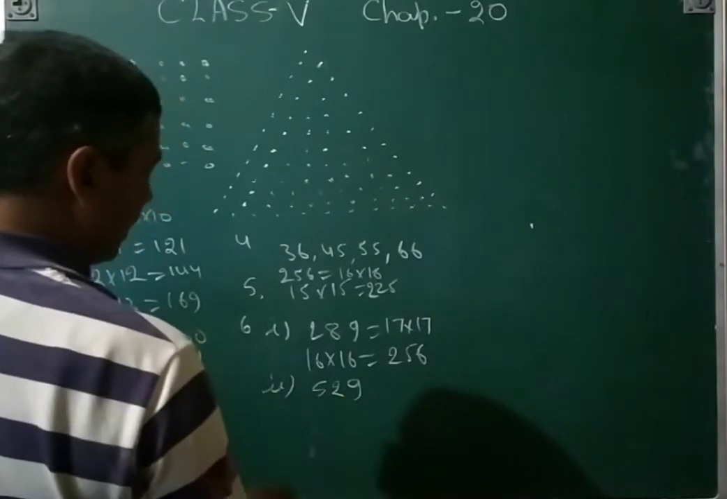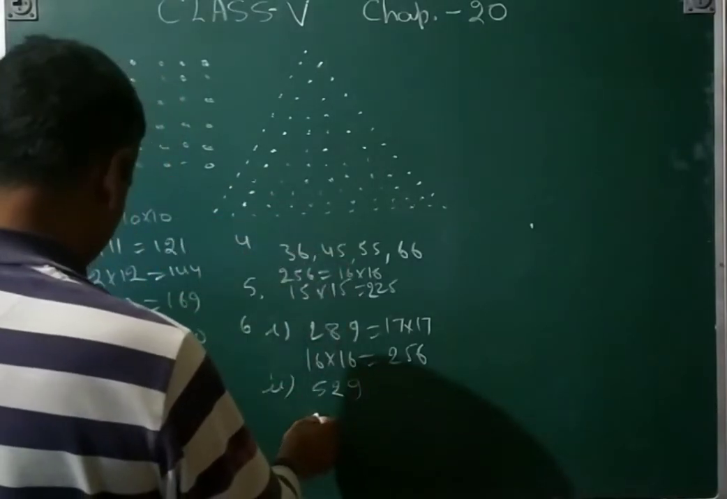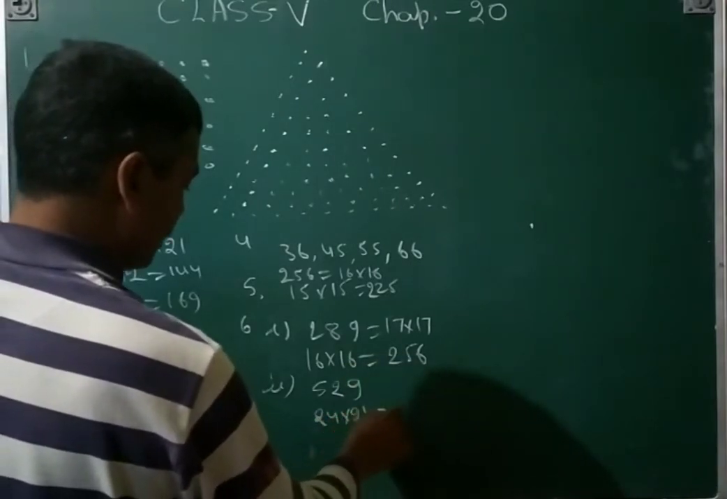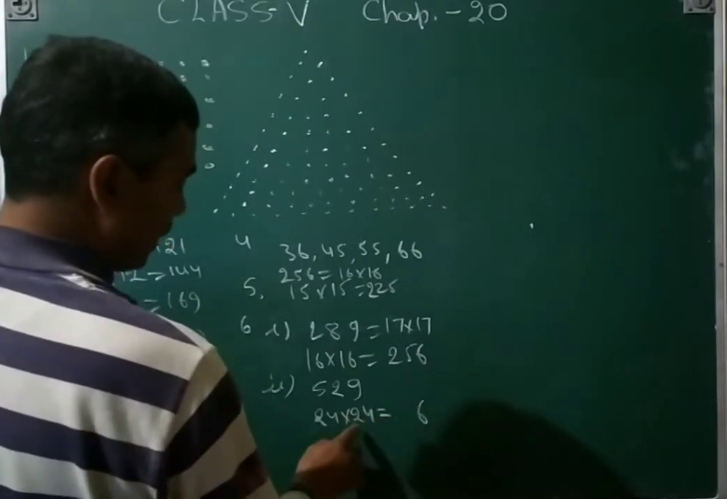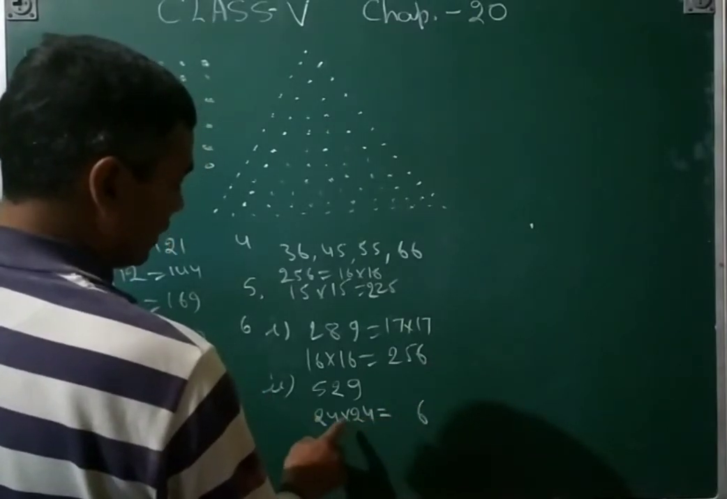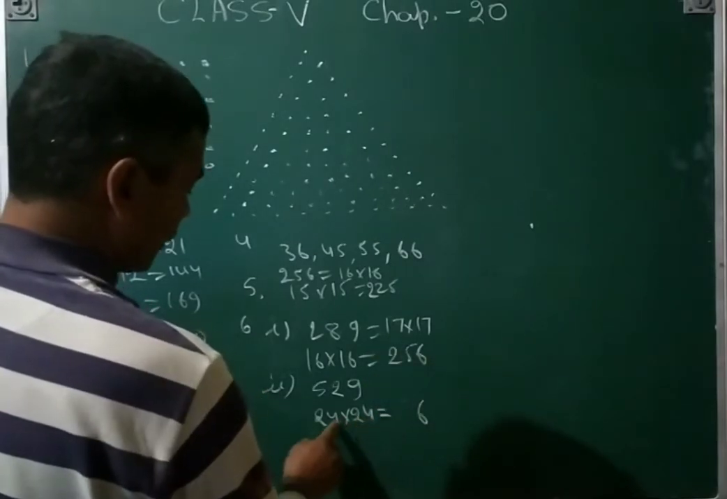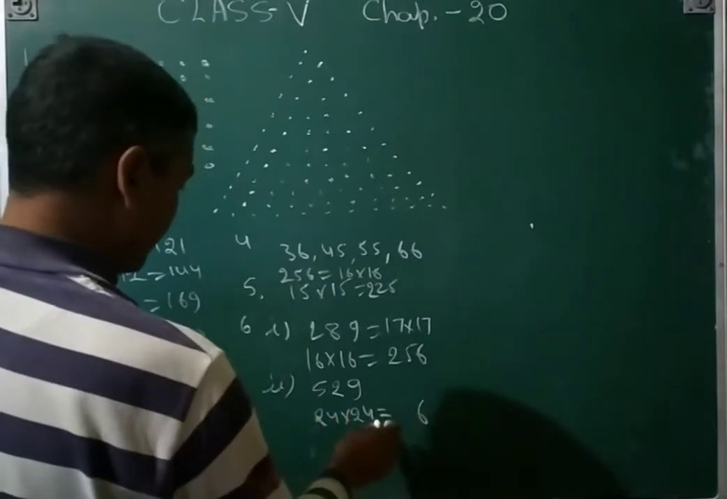529. So that will be just before, that will be 24 into 24. 24 into 24 is equal to, 4 fours are 16. And then 4 twos are 8, 4 twos are 8, 8 and 8 is 16, plus 1 is 17. 4 fours are 16. 4 twos are 8, 4 twos are 8.